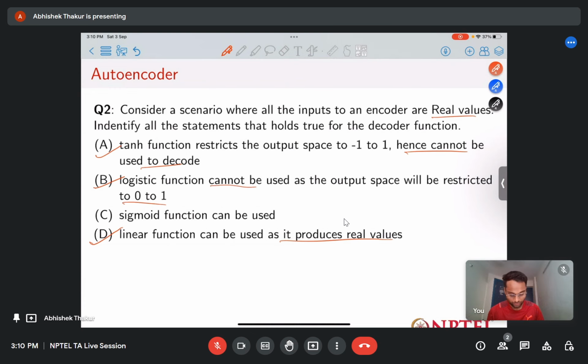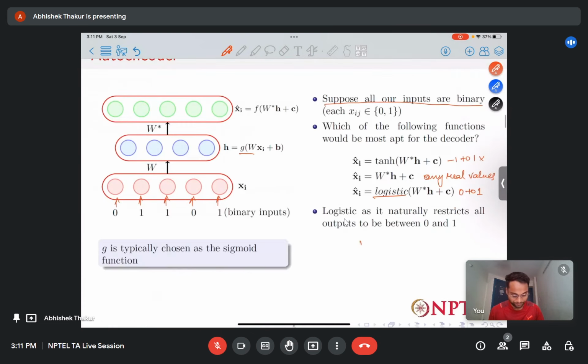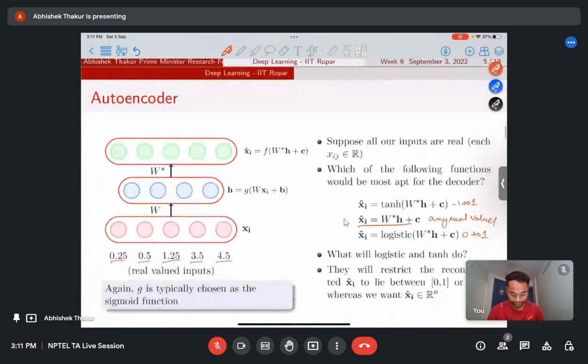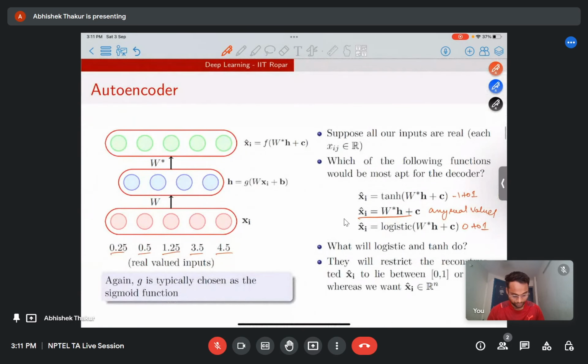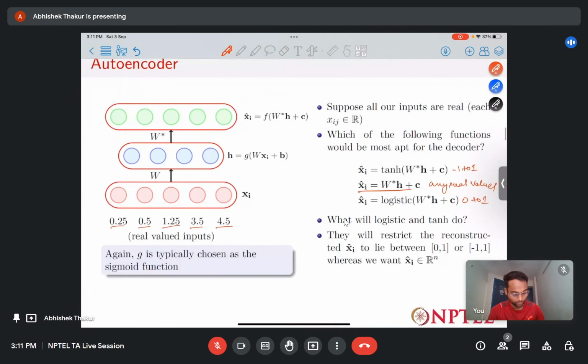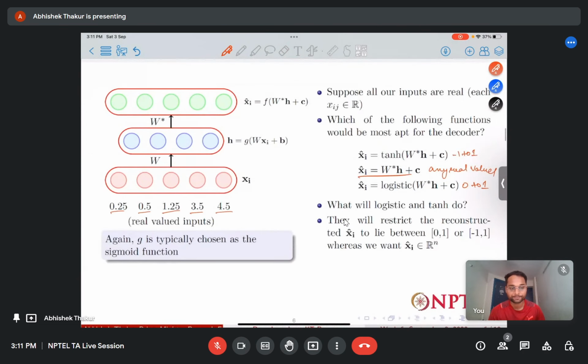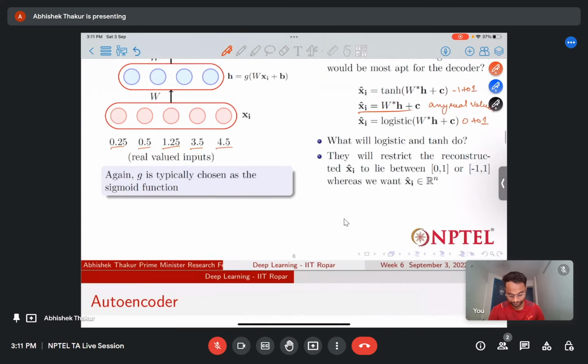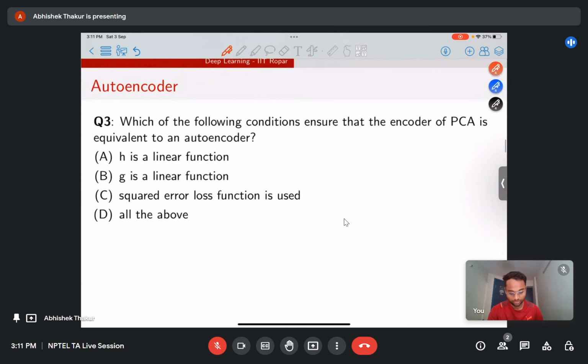Okay. So now we'll move on to the next question. So here you can see the concept of autoencoder in which on one side the inputs are binary, and in the second part the inputs are real valued. So now we will move on to the third question.